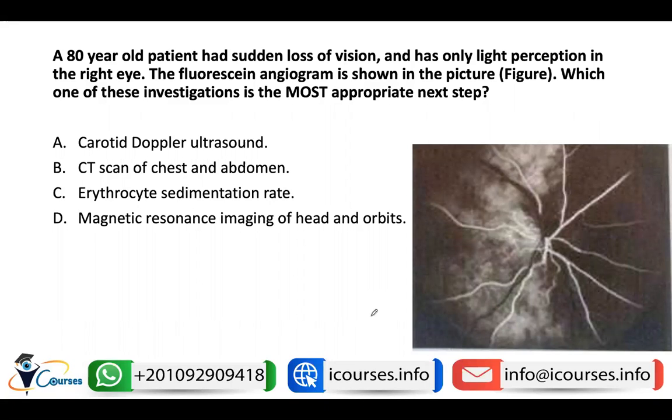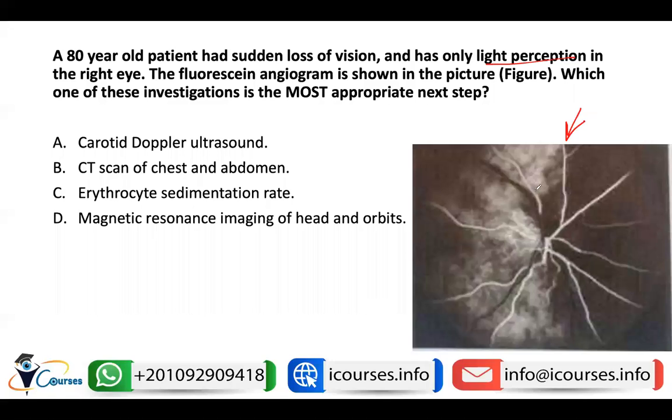a central retinal artery occlusion. I agree as well. So giant cell arthritis, that's right. So this patient who has a vision of light perception, and you did the fluorescein angiography and show this picture. So what does this picture show?